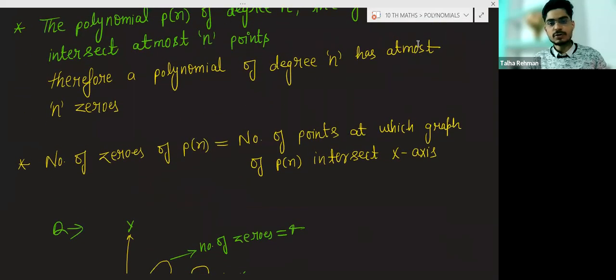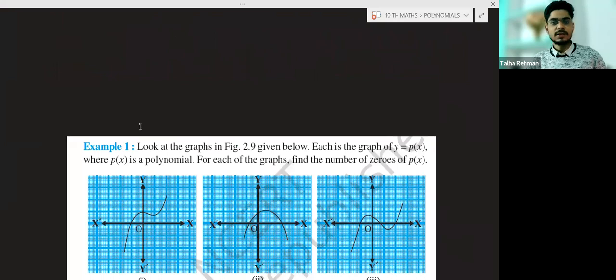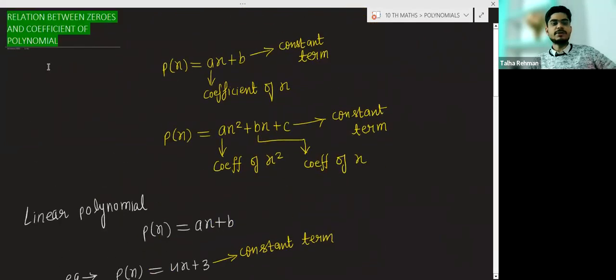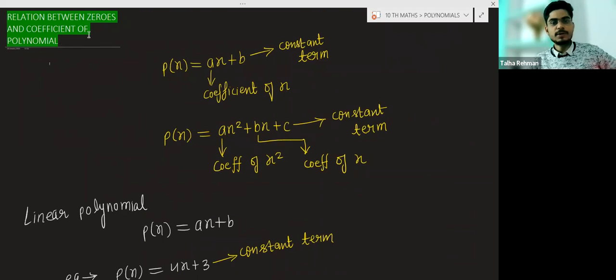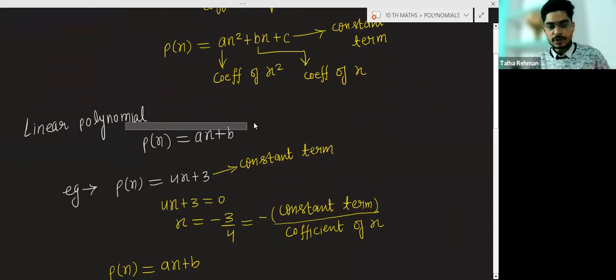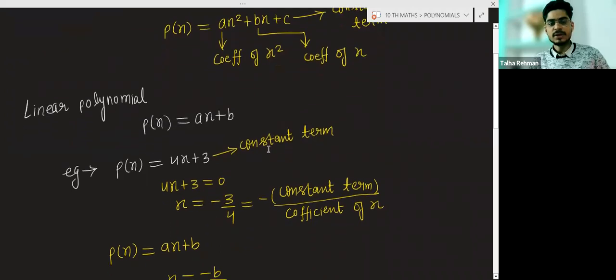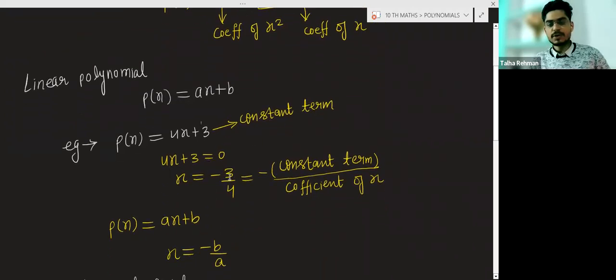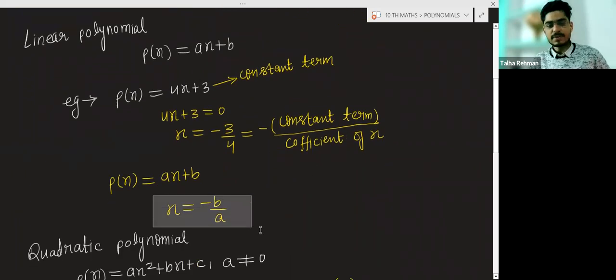We have done some questions also. After that, we did the relation between zeros and the coefficients of polynomial. So if this is a polynomial, this is known as the constant term. This is the coefficient of x. This will be the coefficient of x square. This is a constant term. In case of the linear polynomial, for example, this is a linear polynomial, this is a constant term. So you can write x is equal to -3/4. What is -3? Constant term. What is 4? Coefficient of x. So x can be written as -b/a.